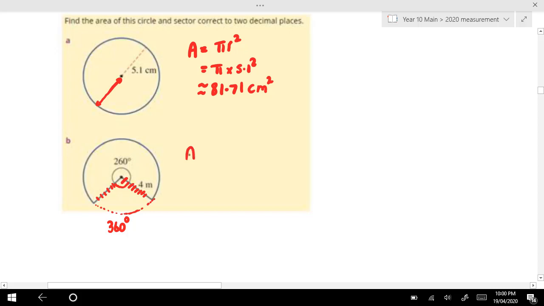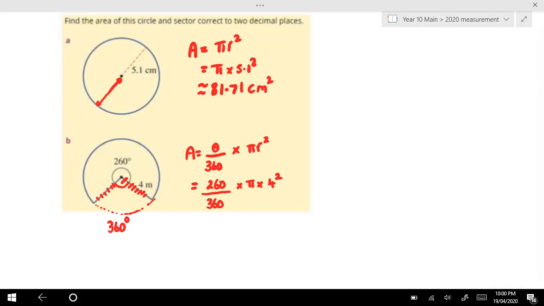So the area is, and you'll need to use this, equal to theta over 360 times the area of a full circle, pi r squared. So this is the fraction. We're going to do this as much as we can without using a calculator. 260 out of 360 times pi times r squared. So let's fill that in. 4 squared is 16. All right, now I'm going to try and do a little bit of cancelling here. First of all, there's a number which goes into 26 and 36.